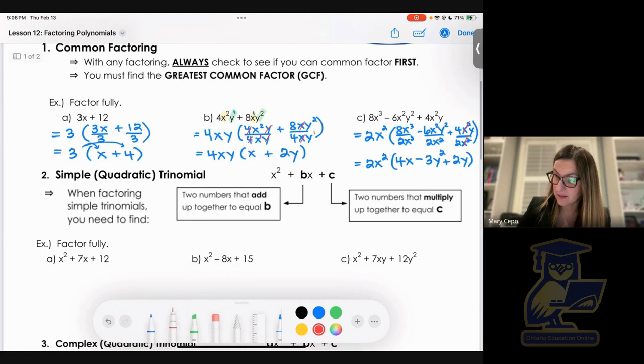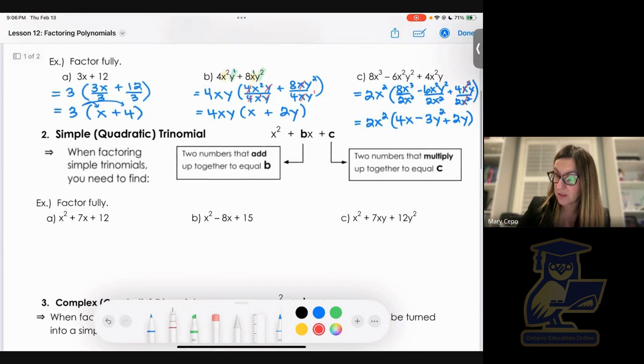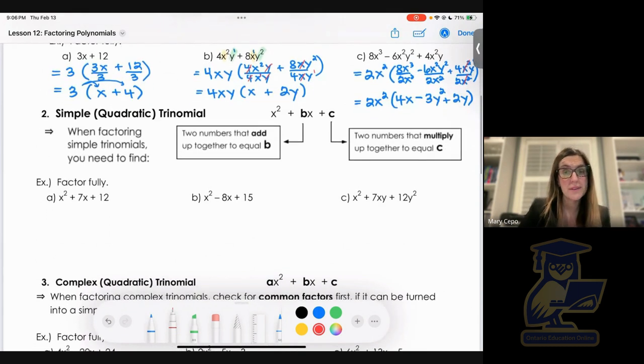Okay, that's the first method of factoring, common factoring. Always look for a common factor. The second method is the simple quadratic trinomial. So when factoring simple trinomials, you need to find two numbers that add together to equal b, which is the coefficient in front of x, and two numbers that multiplied together equal c, our constant. So looking at the first example, x squared plus 7x plus 12.